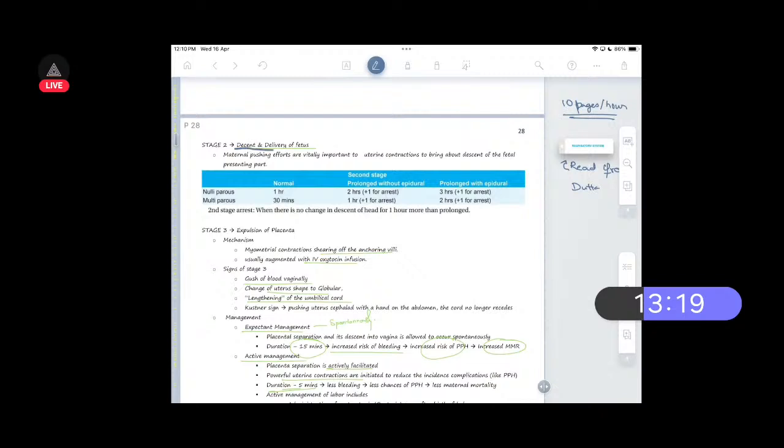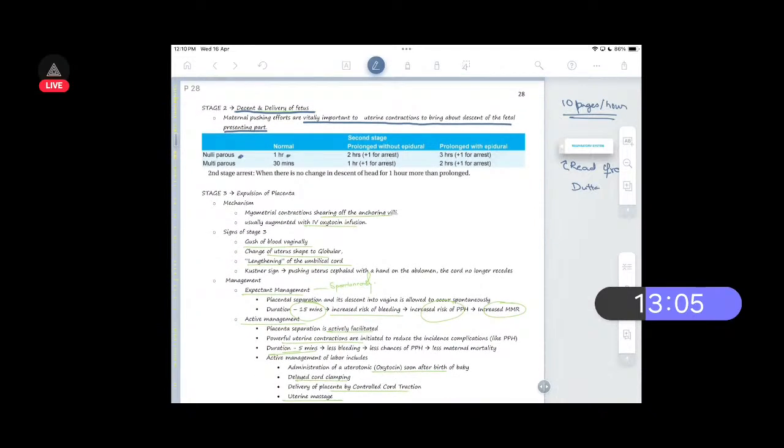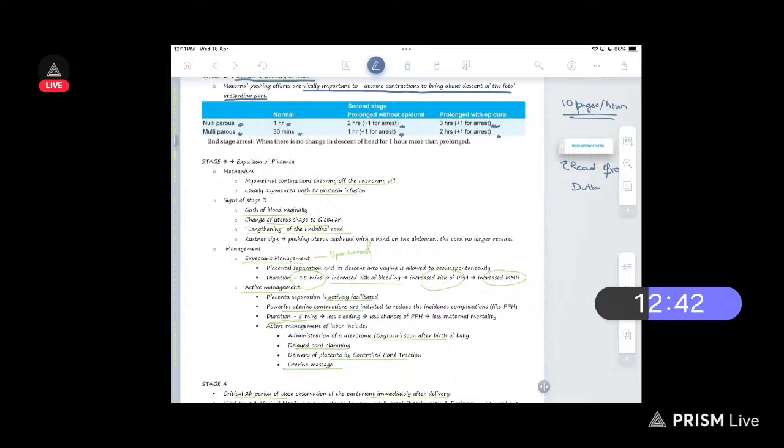Stage 2 is descent and delivery of the fetus. Maternal pushing efforts are vitally important, in addition to uterine contractions, to bring about descent of the fetal presenting part. In a nulliparous woman, normal is 1 hour; the second stage can be prolonged without epidural anesthesia, and with epidural anesthesia it can last 3 hours maximum. In multiparous women, normally it requires a maximum of 30 minutes. The second stage can be prolonged without epidural; it may last 1 hour, and 2 hours with epidural. Second stage arrest is when there is no change in descent of the head for 1 hour or more than prolonged.